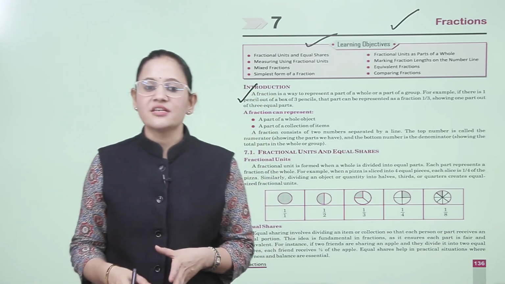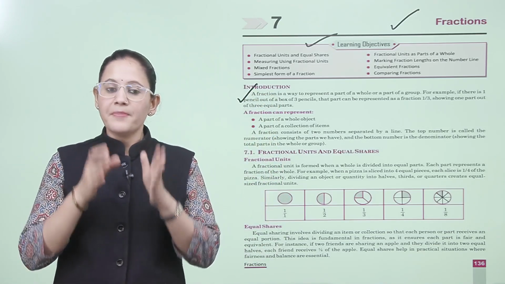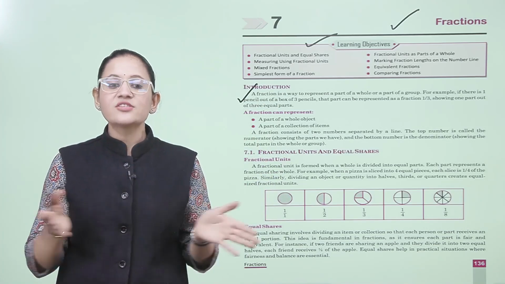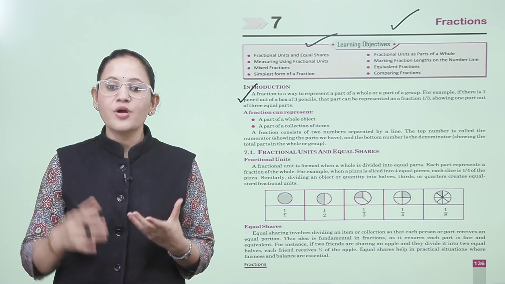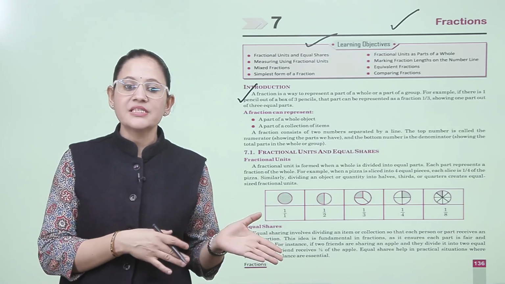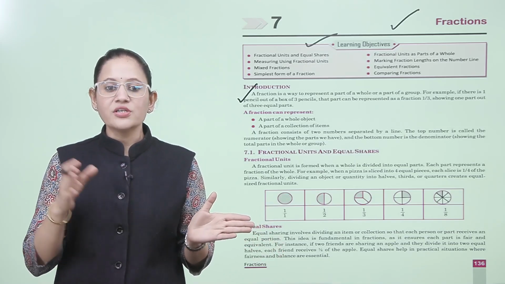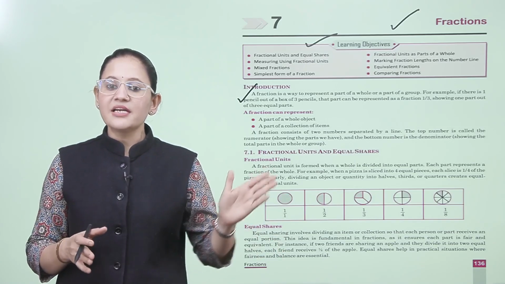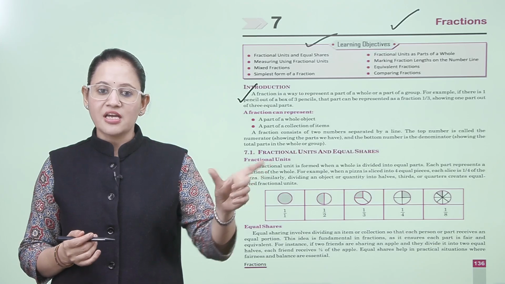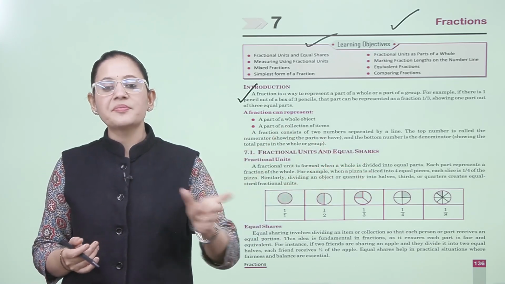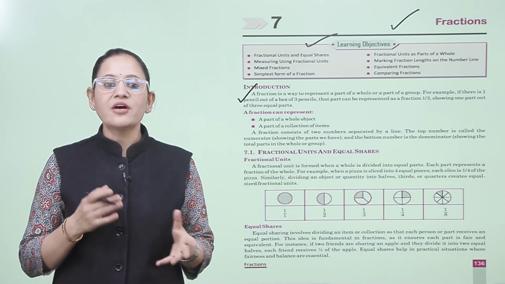So what is a fraction? A fraction is a part of a whole. That is called a fraction. A fraction is a way to represent part of a whole or part of a group. For example, if there is 1 pencil out of a box of 3 pencils, that part can be represented by the fraction 1 by 3. The total number of pencils is 3, and we have taken 1, so that represents 1 by 3, showing 1 part out of 3 equal parts.